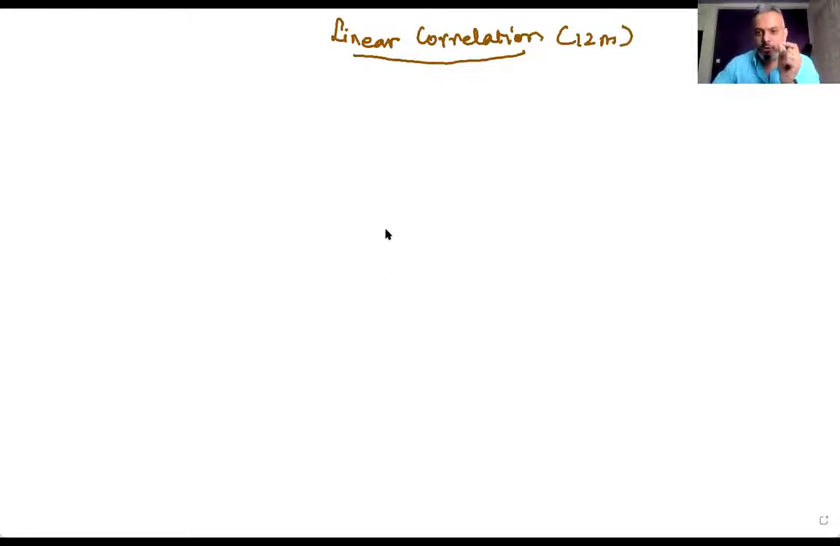So first let's go through what we did last time. In this chapter, linear correlation, this chapter is 12 marks in your board exam. Now, as the name suggests, correlation, you can definitely make out that यहाँ पे कोई relation की बात हो रही है. तो what sort of relation?